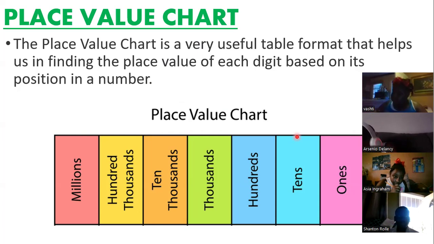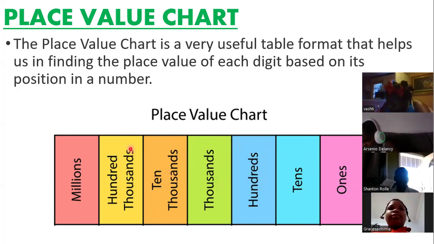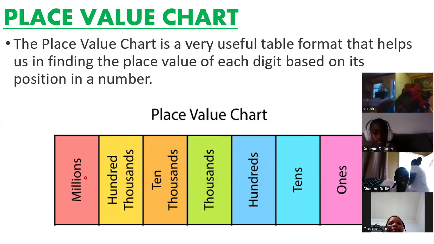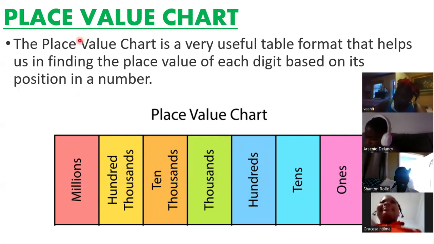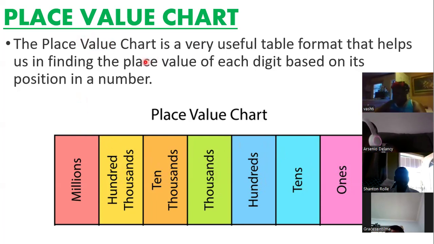So this is the place value chart that we started yesterday. If you look at it, the first one that we have is the ones place, and after the ones place is the tens place, and after the tens is the hundreds place. After that is the thousands place, and then after that is the 10,000s, then the 100,000s, and then the millions. So we use the place value chart to help us define the place value of the digit based on its position.